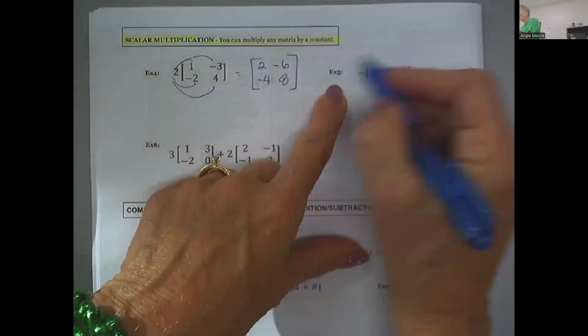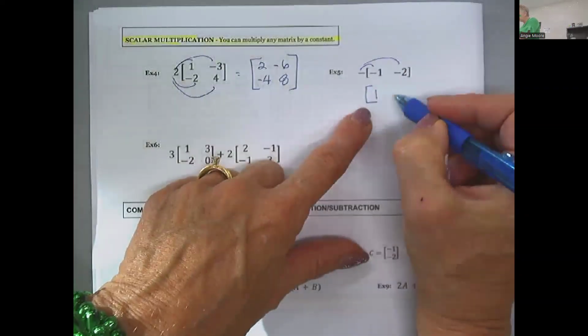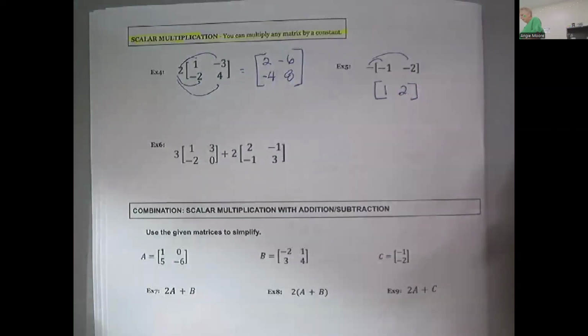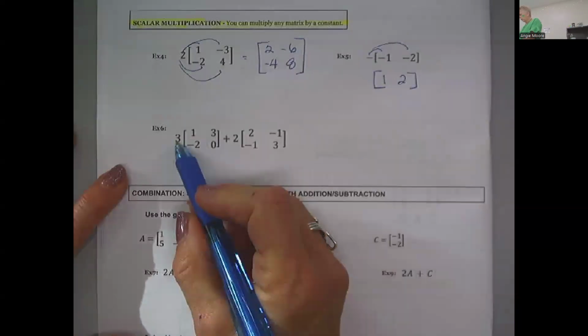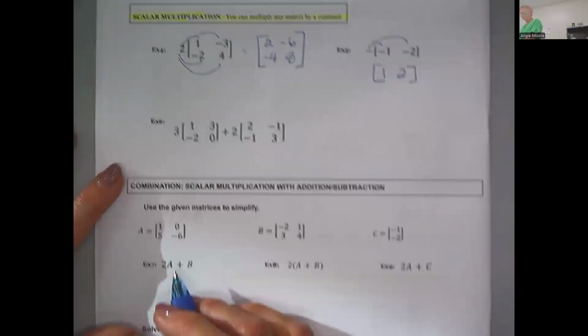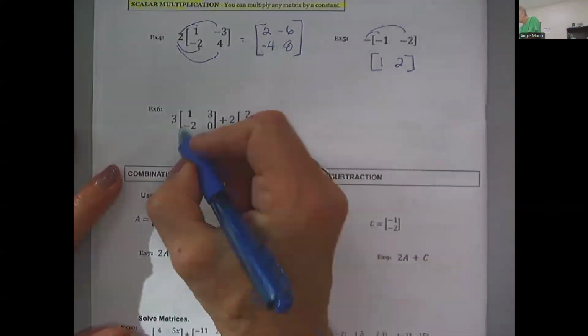Number 5, we're just distributing. The negative is all you do. And so your answer will be a 1 by 2 matrix. We're going to get a little bit fancier on the next one. We are going to multiply the 3 times our first matrix, multiply the 2, and then combine them. So you do it. Check it with me as you go.